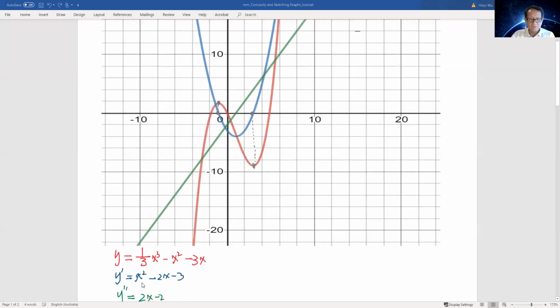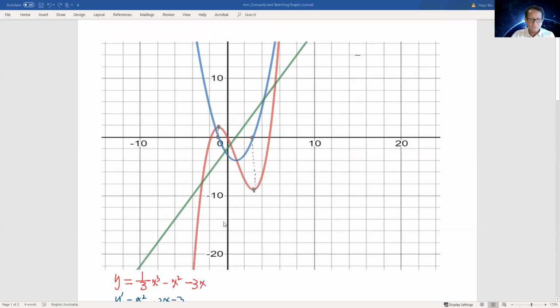The second graph is in blue, which is quadratic, which is the derivative of y. So differentiating y, you can see it is x squared minus 2x minus 3. So when I differentiate y and draw the graph, it turns into a parabola.